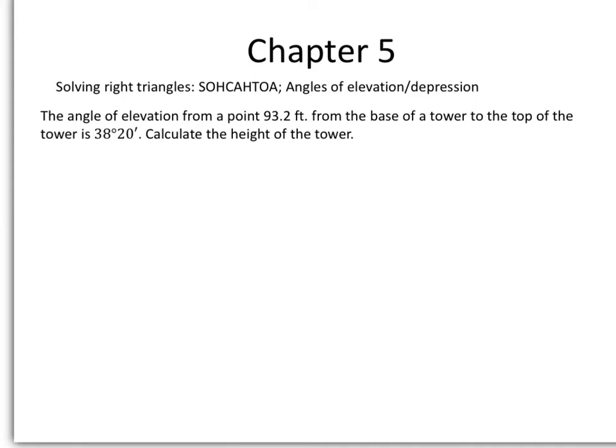This lesson is over solving right triangles using SOHCAHTOA, also including angles of elevation and depression. We see that most in word problems. So we have a tower, and from a point that's 93.2 feet away, we have an angle of elevation that's 38 degrees, 20 minutes. And we have to find h.